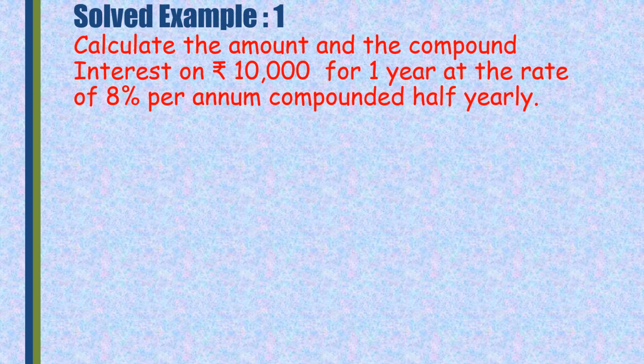Let us solve an example. Calculate the amount and the compound interest on rupees 10,000 for 1 year at the rate of 8% per annum compounded half yearly. Already we know how to calculate the amount if it is compounded annually. But here, the question is to calculate the amount and the compound interest when compounded half yearly. Let's see.